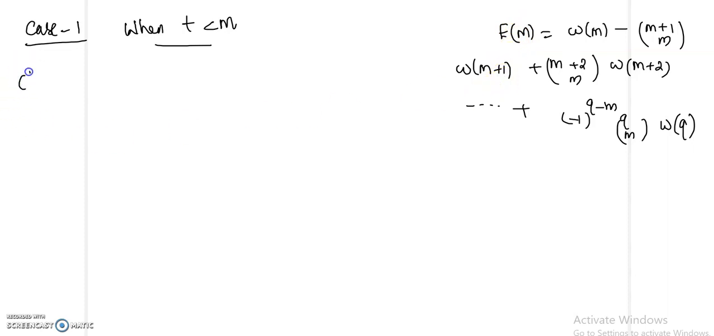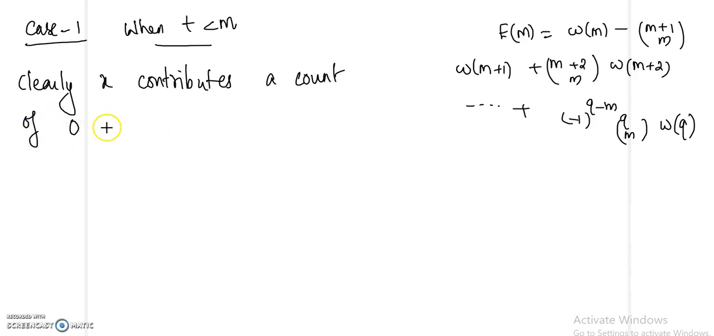So clearly x contributes a count of 0 to the LHS, and if you look at the RHS, what we have is omega of m, omega of m plus 1, omega of m plus 2 up to omega of q. Now here t is less than m, and omega of m is the summation over all the m combinations.